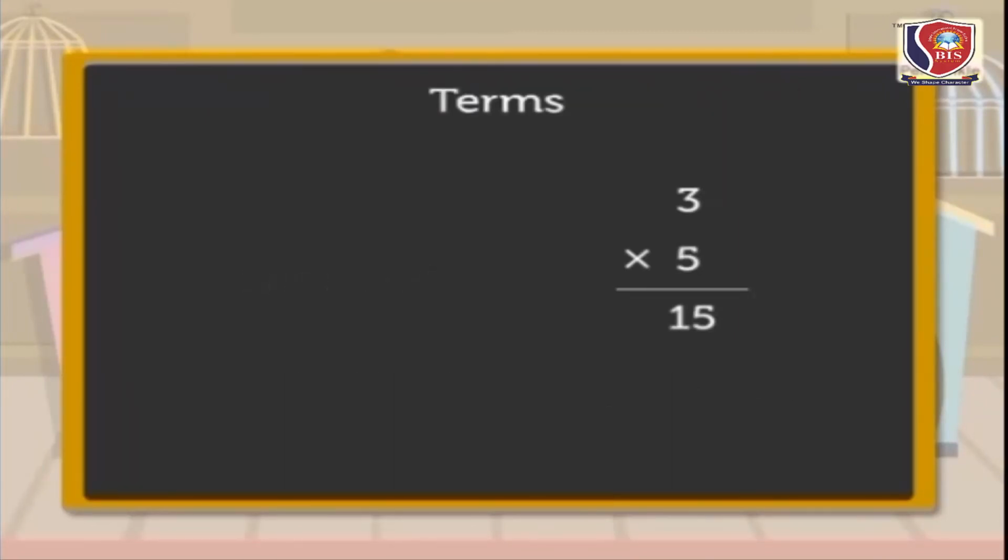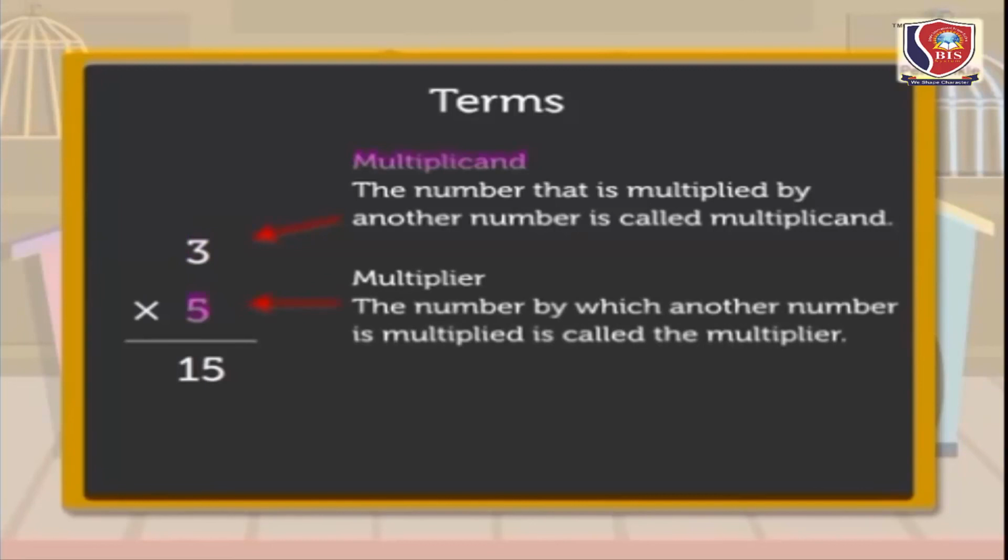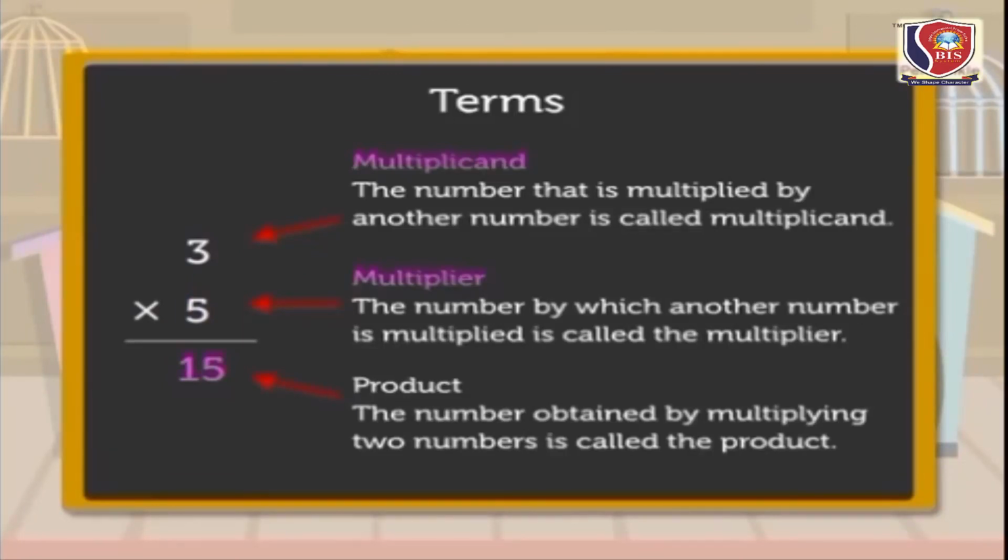Certain terms are also used for the numbers in a multiplication sentence. The number that is multiplied by another number is called multiplicand. The number by which another number is multiplied is called the multiplier. The number obtained by multiplying 2 numbers is called the product.